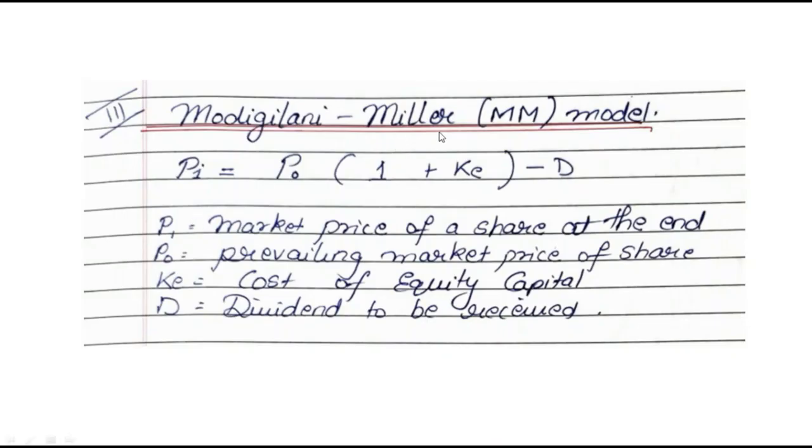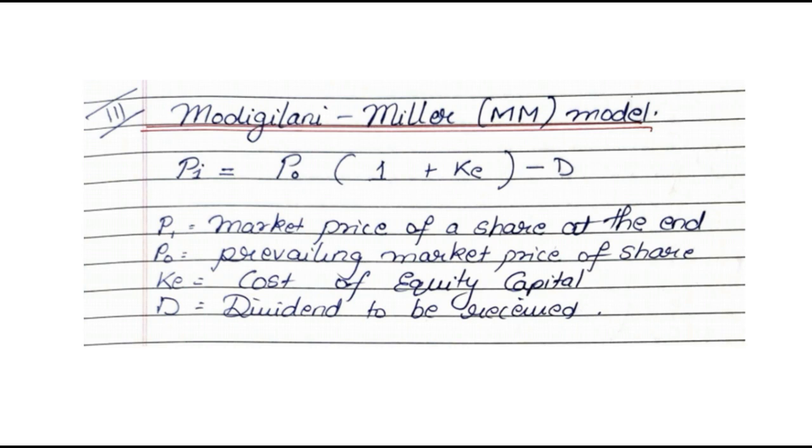For Modigliani-Miller, the formula is P1 equals P0 into (1 plus KE) minus D, where P1 is the market price of the share at the end. That is what we need to find. P0 is the prevailing market price, KE is the cost of equity capital, and D is the dividend to be received. This is one single formula for the Modigliani-Miller model.